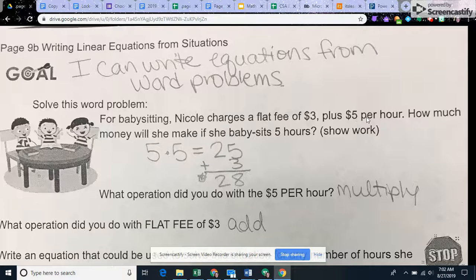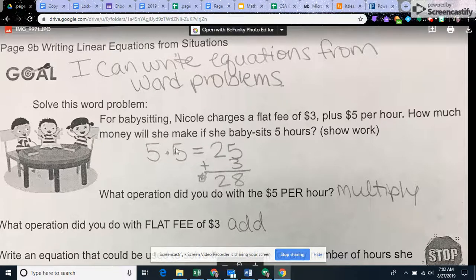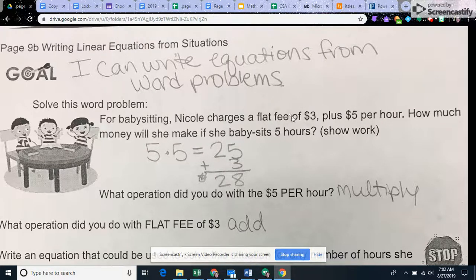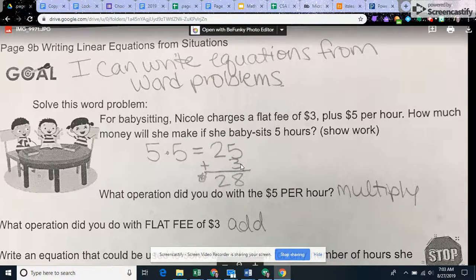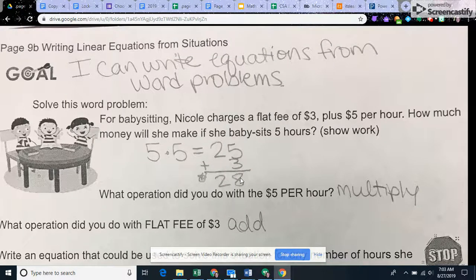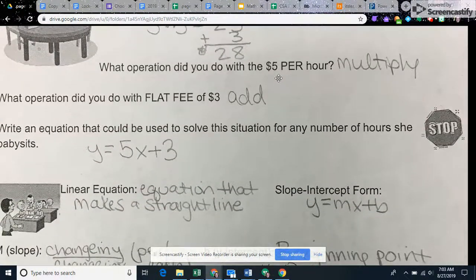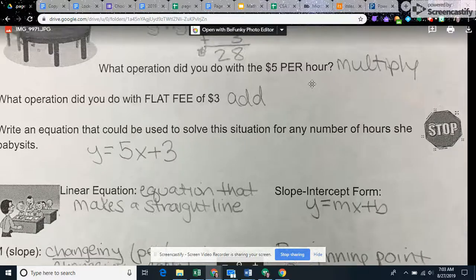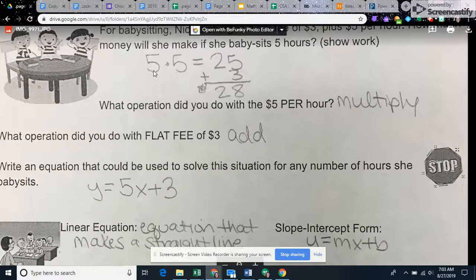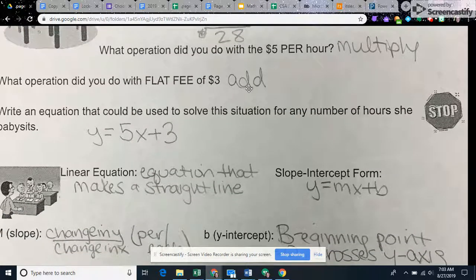Well, since she makes $5 per hour, you're going to take 5 times 5 and get 25. And then she has this flat fee of $3. So you're going to add that to it and you'll get $28. So what operation did you do with the $5 per hour? Well, since she worked for 5 hours and made $5 per hour, you had to multiply those. And then at the end, regardless of how long she works, she's going to get this $3. So you add that to your total and you get $28.